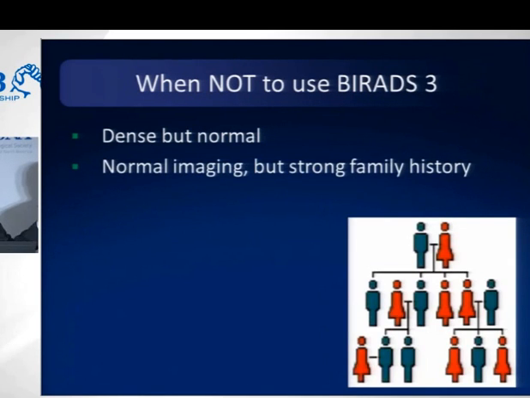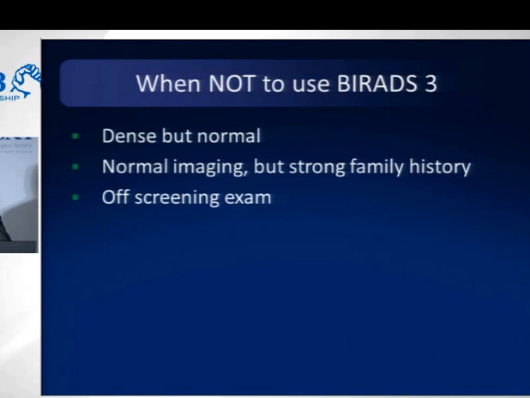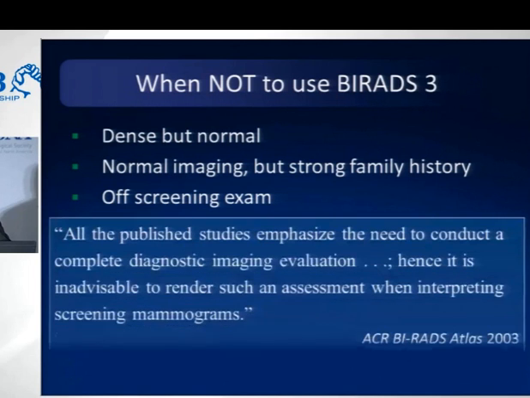How about the patient who has normal imaging but a strong family history? Again, nothing in the medical literature suggests that we are helping these patients by asking them to come back in 6 months just because they are high risk, as long as their mammogram is normal. We're not decreasing mortality by doing that. Again, we would not want to use probably benign BI-RADS 3 off a screening exam.